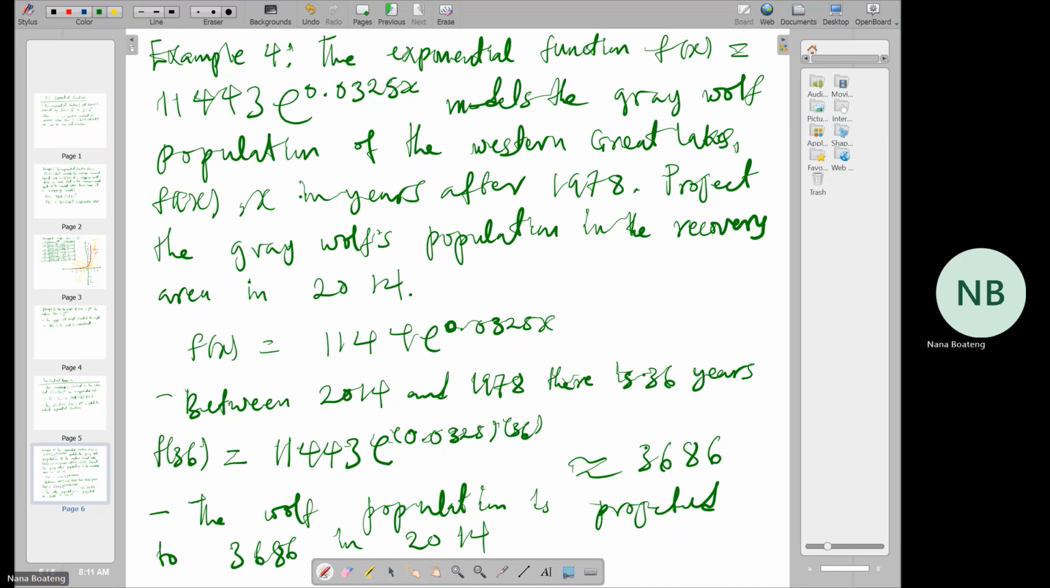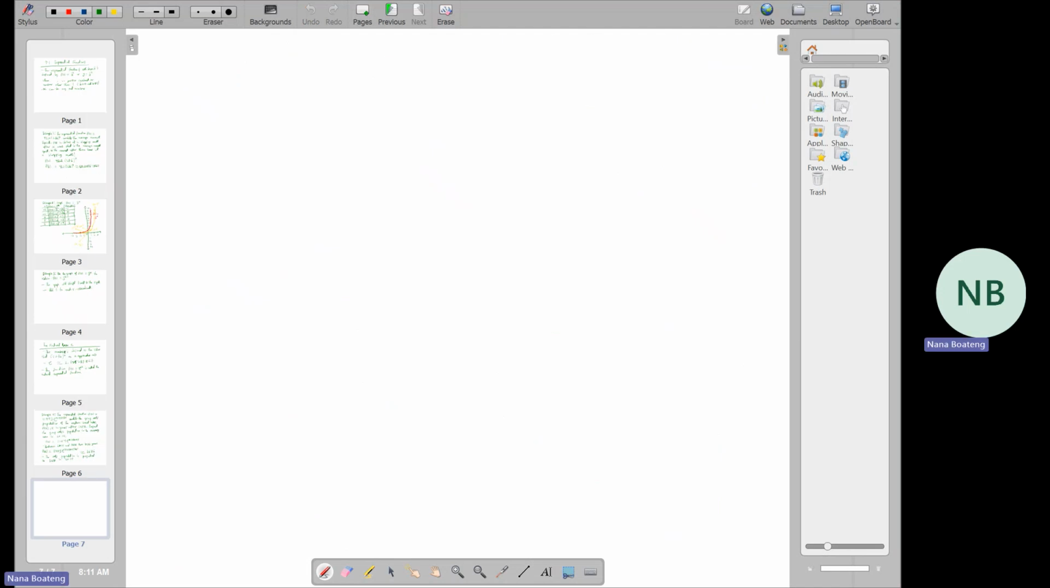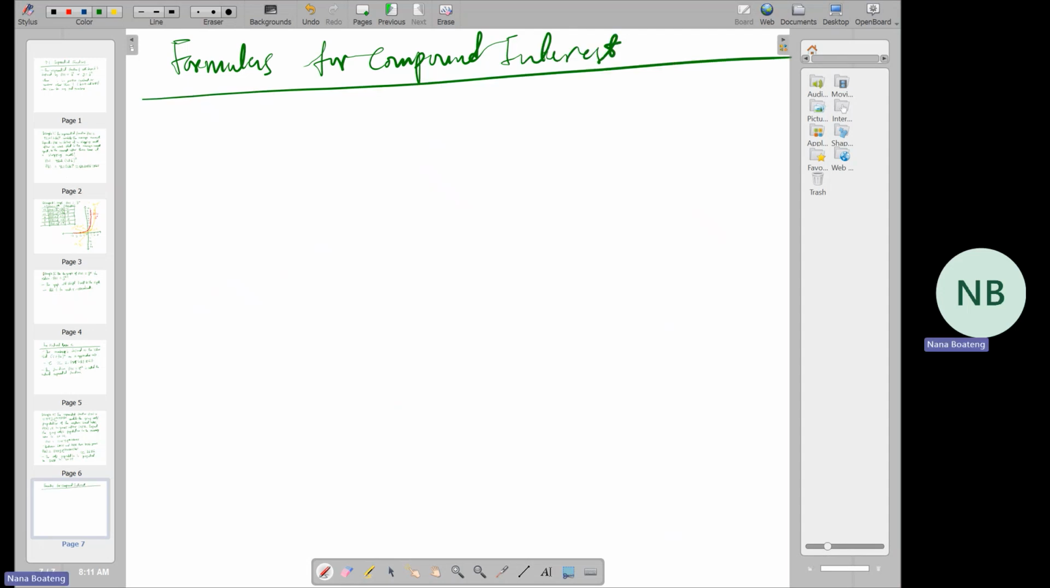All right. So now let's look at other uses of exponential function, which comes in using it in compound interest. So we have formulas for compound interest.